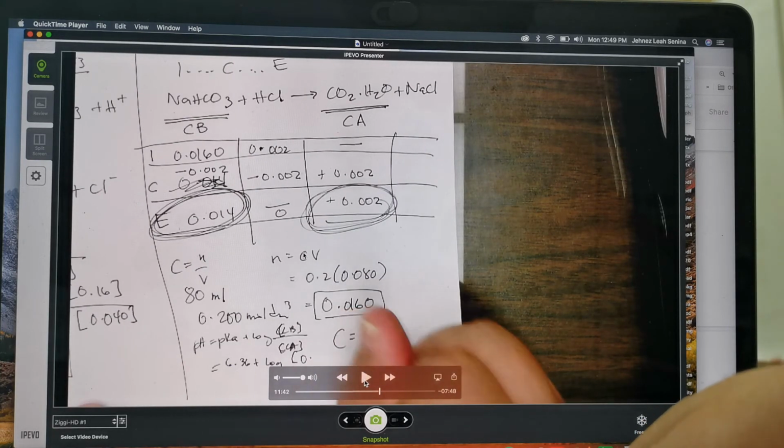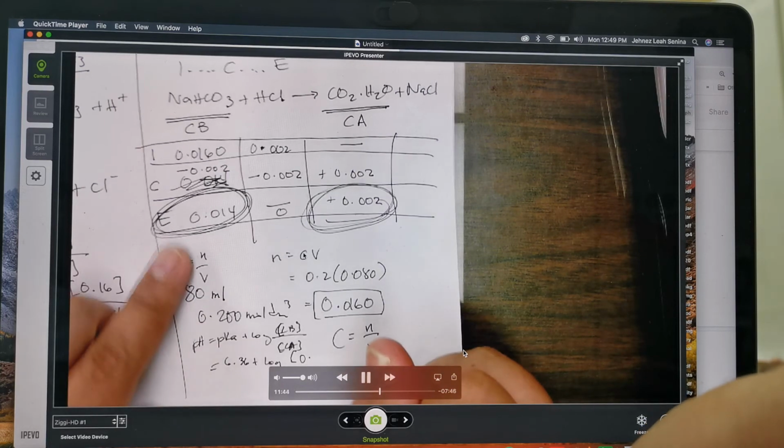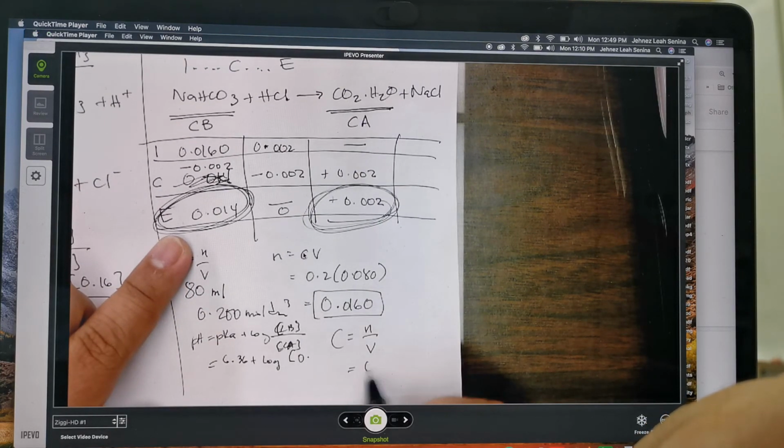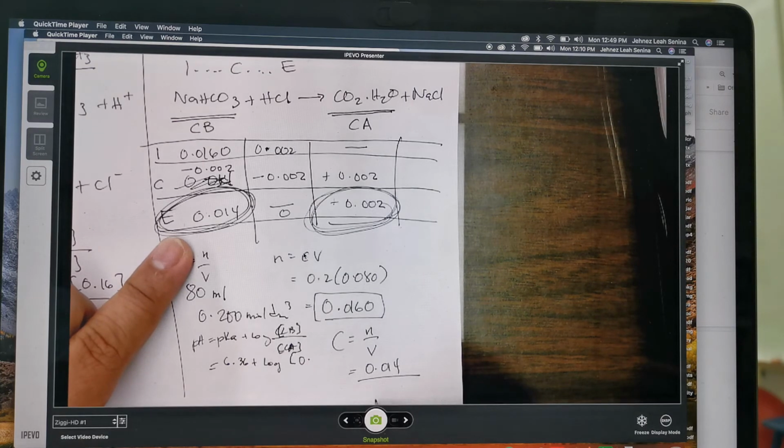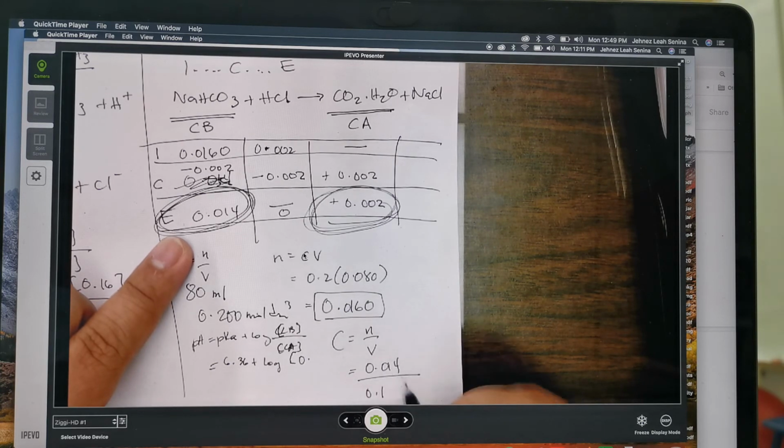The video is lagging, but anyway, your formula now: you have the mole at equilibrium of your base and the mole of your acid. Then you just need to calculate the concentrations and put the values in your formula. N over V. So the mole is 0.014. Our total volume, if you look at the problem, is 80 ml plus 20 ml. So that's 100 ml, right? So 0.1 dm cubed.